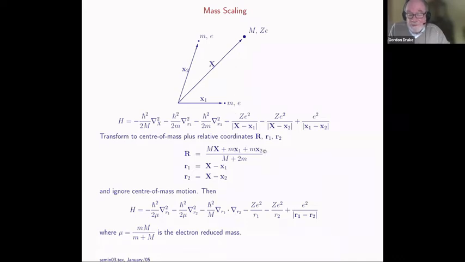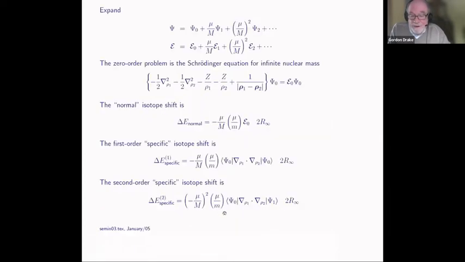The transformation to center of mass plus relative coordinates is what introduces this mass polarization term, in addition to the ordinary kinetic energy and Coulomb terms. It is this additional mass polarization term that, if it contributes in second order, gives you, in addition to the normal isotope shift and the first order specific isotope shift due to the mass polarization term, also a second order contribution. So this is where this W term comes from, the second order term. It's a second order mass polarization. Also, of course, there are mass scaling terms of that same order.